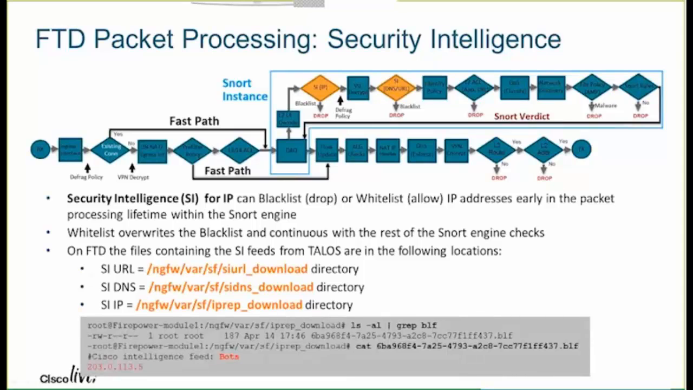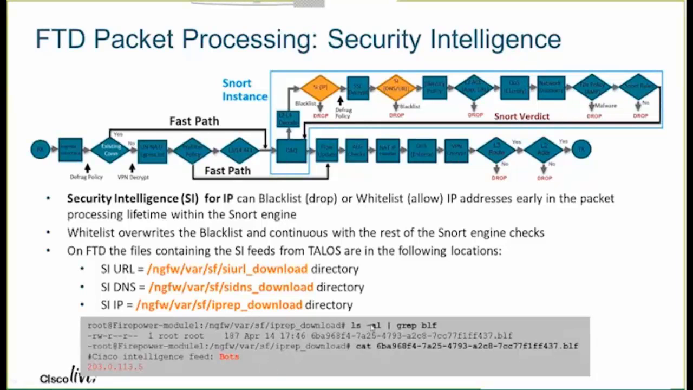Again, I'm specifying here only for FTD platforms. In case of URL, we will be storing the location under ngfw/var/sf/siurl_download. In case of DNS, it is going to be sidns_download. And in case of IP reputation, it is going to be iprep_download. In case of normal FirePOWER appliances, we will not be seeing the ngfw. It is just going to be straightforward /var/sf/siurl_download, and similarly the others.